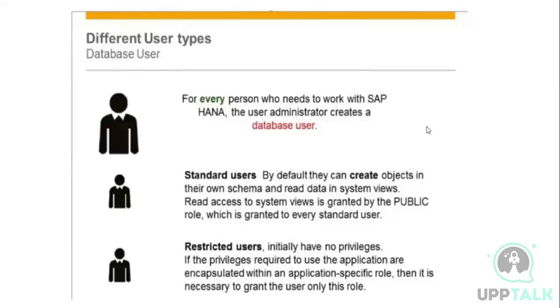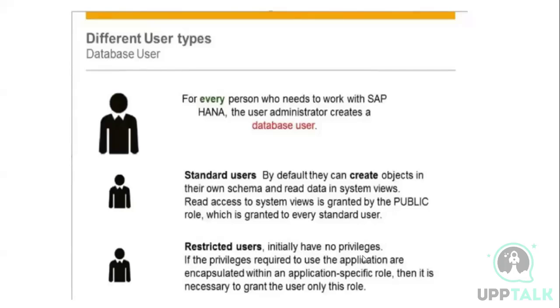As you can already see, by default, they can create objects in their own schema. So by default, the standard schema is created with their own name. They can create whatever they want, and they can get read access to system views, which is granted by the public role automatically, granted to every standard user. A restricted user is also a similar thing. We are not going to assign any system privileges, object privileges, or schema privileges to this restricted user because he is not going to log in to HANA DB directly.